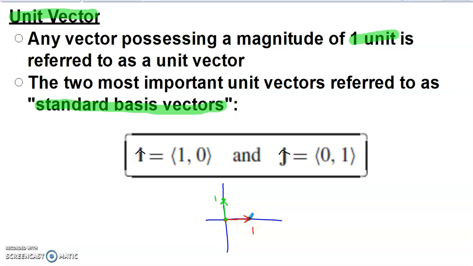portion of this vector is working its way in the x direction, and then unit vector j is kind of the complete opposite. The entire magnitude of vector j is working in the y direction, and the x component of unit vector j would be 0. Again, these are called the standard basis vectors, and we'll be doing some work with those throughout the next couple of problems.